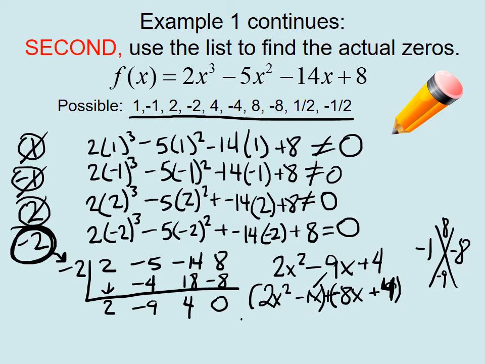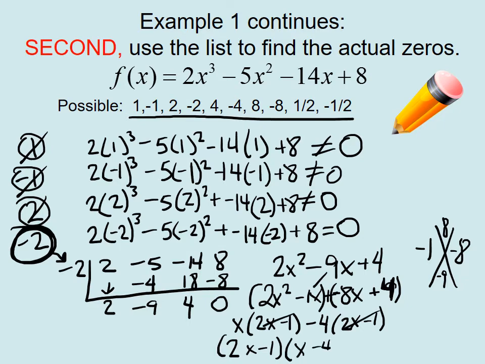I can take out a GCF of x out of my first set of parentheses. I have a GCF of -4 out of my second set of parentheses. Now my GCF is 2x minus 1. If I divide that out, remaining is x minus 4. This process is what we've been practicing. And if I set each of those factors equal to 0, I now have my remaining zeros.